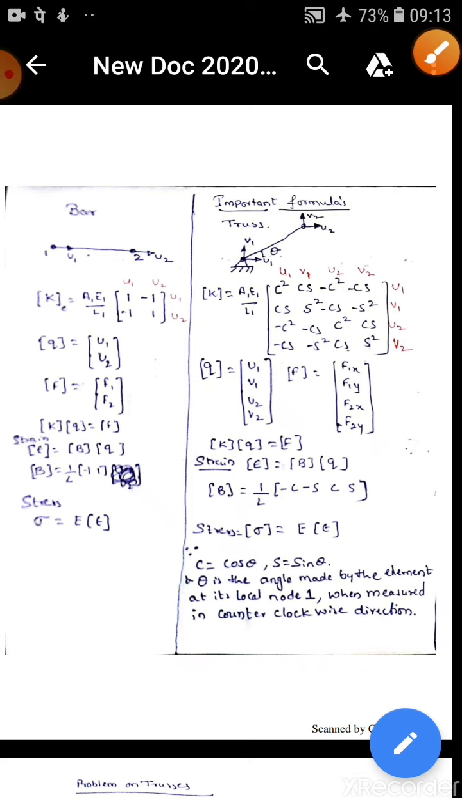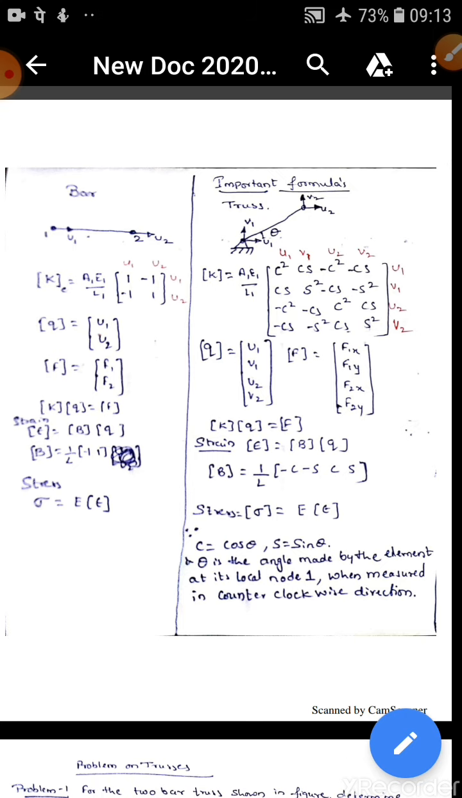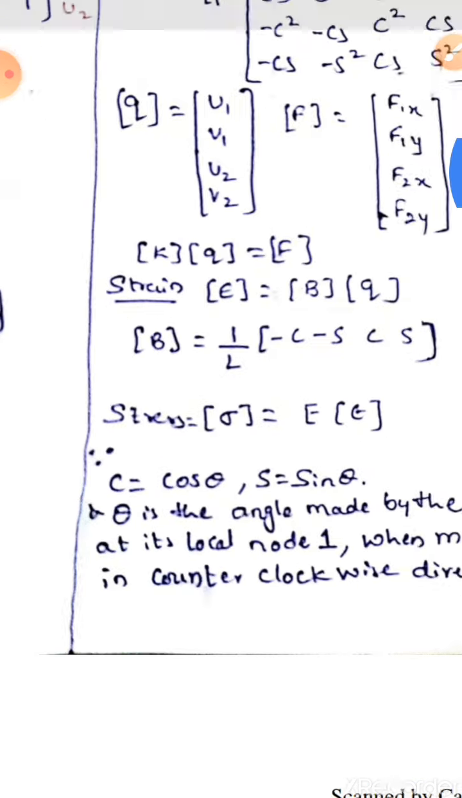In the previous session we discussed the derivation of the 2D truss element, and we determined the stiffness matrix for that 2D truss element. I will just recall the similarity between bar and truss, and then we'll solve it.